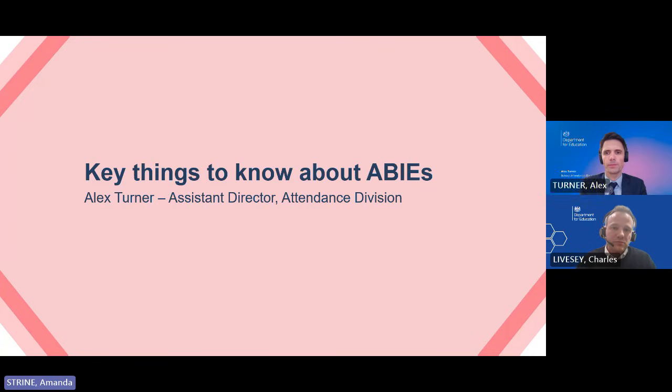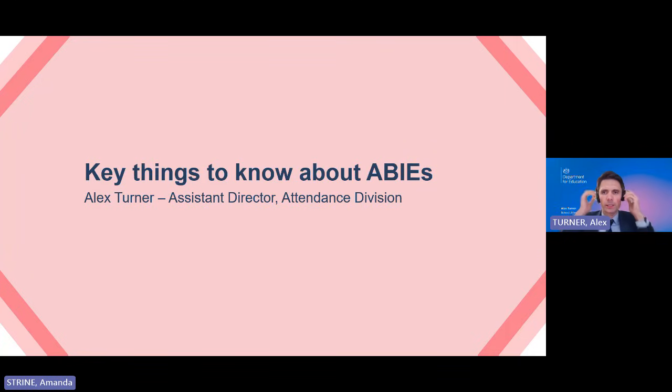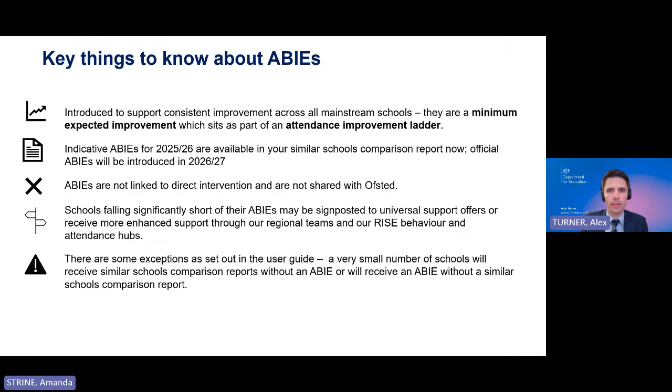Thanks, Charles. So in summary, here are some key things to keep in mind when you're thinking about attendance baseline improvement expectations. We've introduced them to support consistent improvement across all mainstream schools. Indicative ABIEs for 25-26 are available to you now in your similar schools comparison report, which we'll show you how to access later if you're unsure. And then official attendance baseline improvement expectations will be introduced in the academic year 26-27.